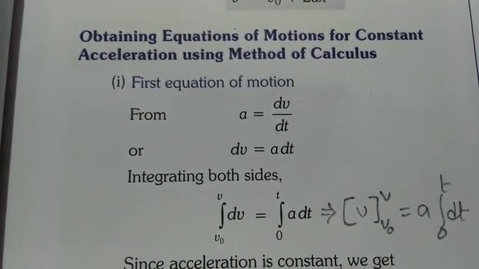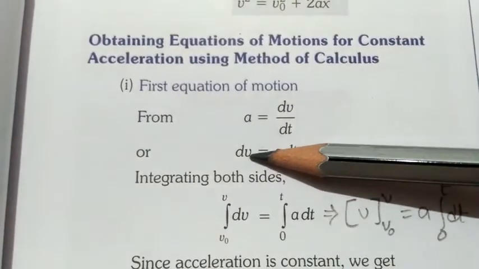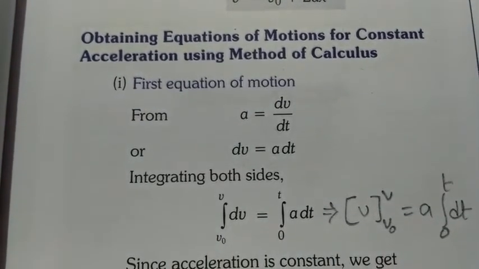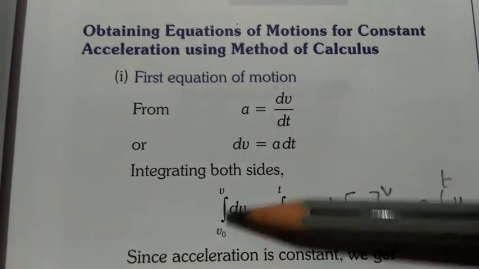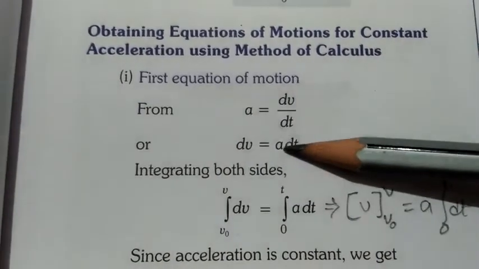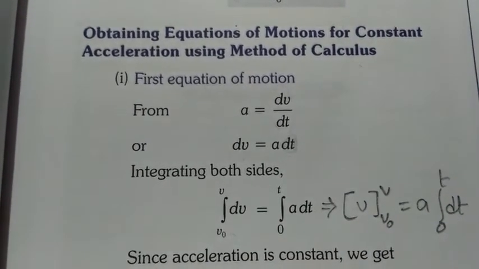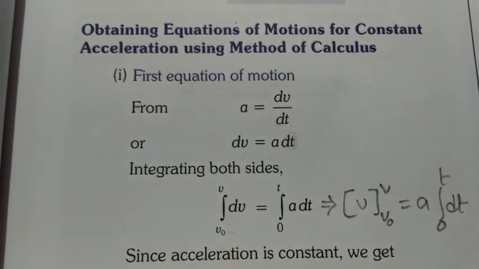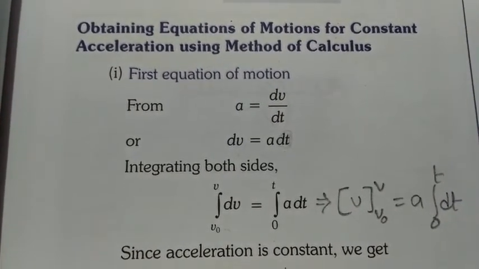Now we will apply the integration formula. Here we have written dv, that means we are integrating velocity. From where to where are we integrating it? From initial velocity to final velocity, that means from v0 to v. And here a dt is written, so dt means with respect to t we will integrate. What will be the limit? The limit will be from 0 to t, because we started time from 0 and finished it at t.